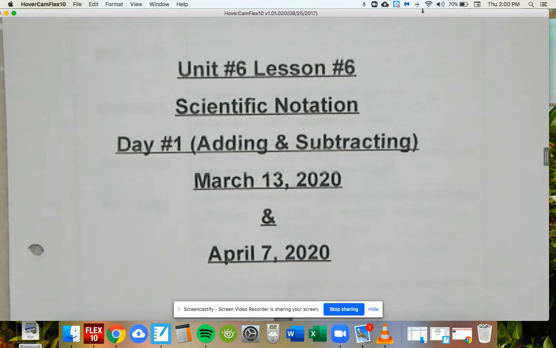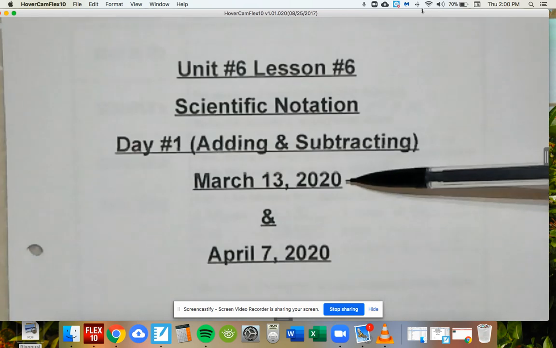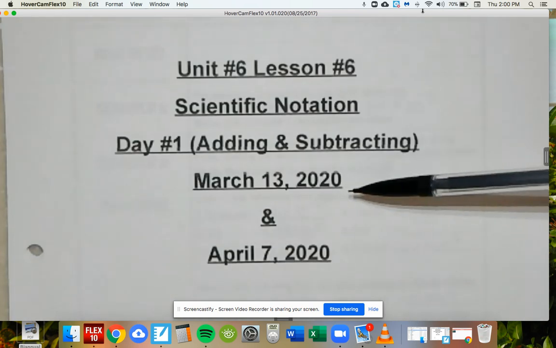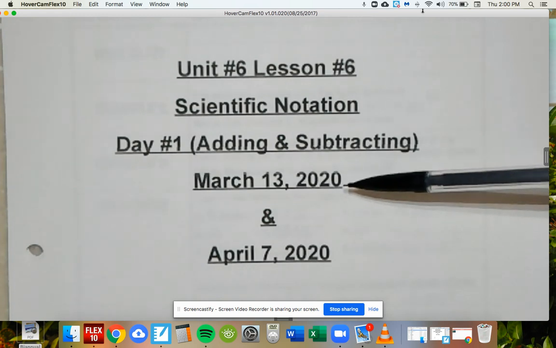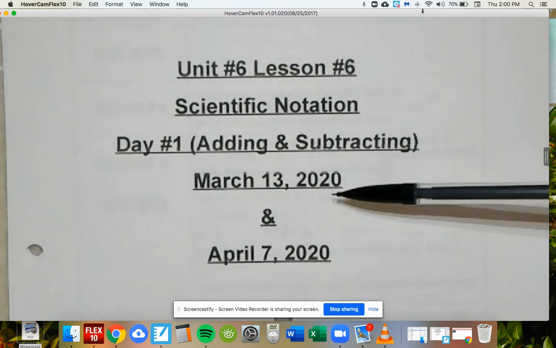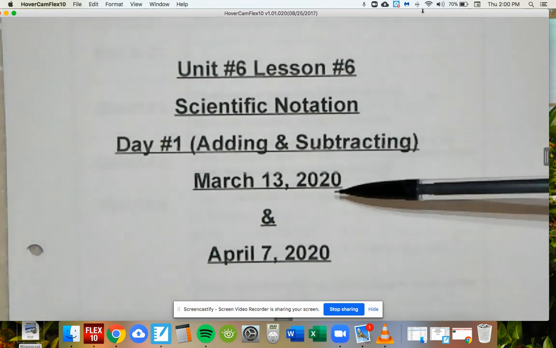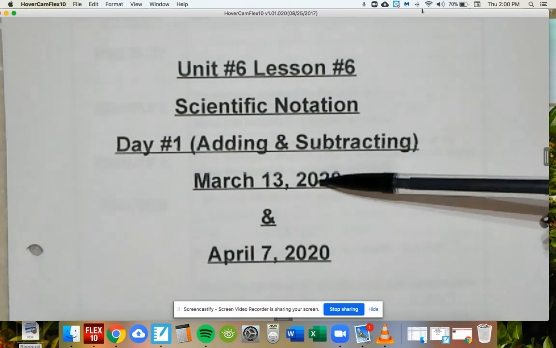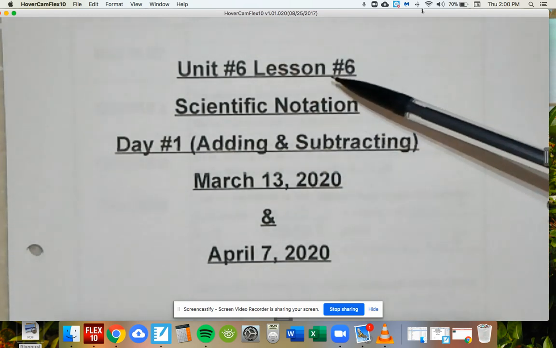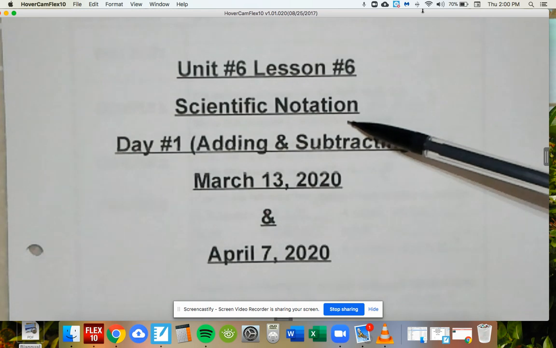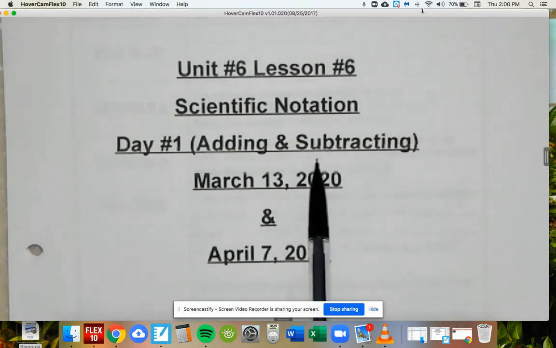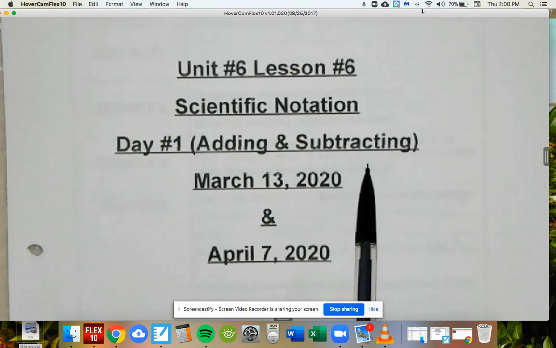I thought what we would do today is just go back to the last time we had an in-person algebra class, which really was back on Friday, March 13th. We did have school that following Monday on March 16th, but so many students were absent we didn't cover any new material that Monday. So really the last regular day of class we had was on that Friday. And if you recall, we were in Unit 6 on Lesson 6. It was scientific notation, and it ended up being day 1 of that lesson. We had done adding and subtracting numbers that were written in scientific notation.